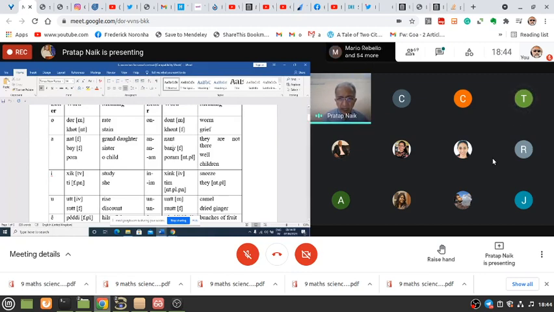Let me repeat. The Y letter has one pronunciation here in Konkani, in this system. It cannot become bani. To become bani, you have to write B A N I, bani. And when you write this way, it is bind.